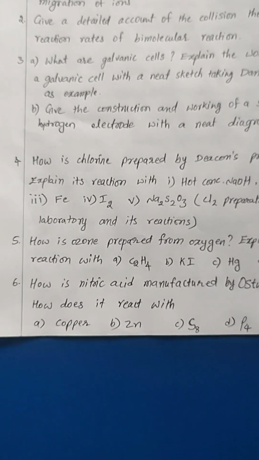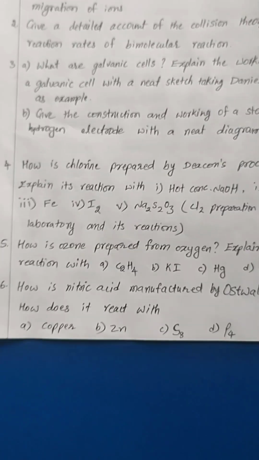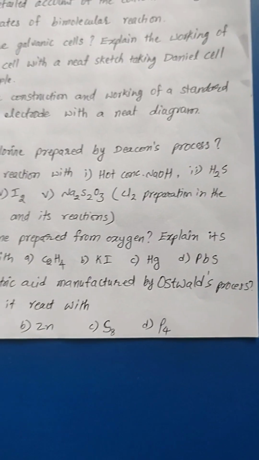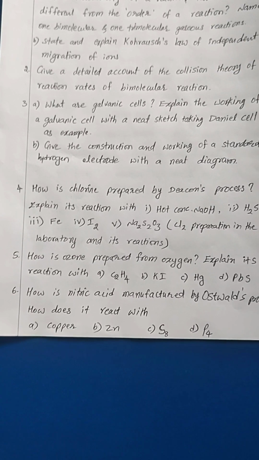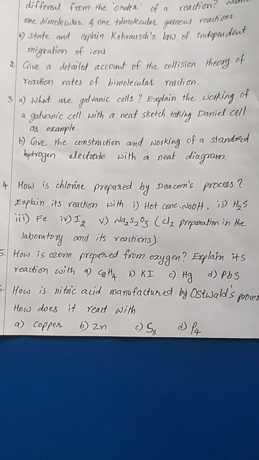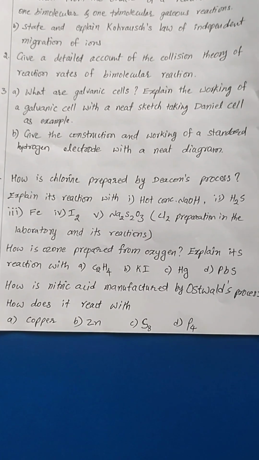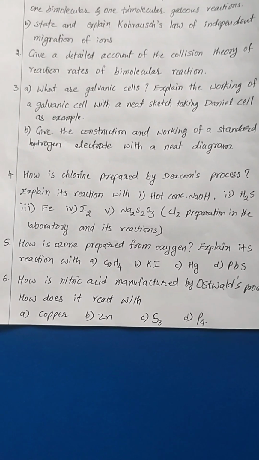Most important question from this chapter, another one. How is ozone prepared from oxygen? Explain its reaction with ethene, potassium iodide, mercury and lead sulfide.